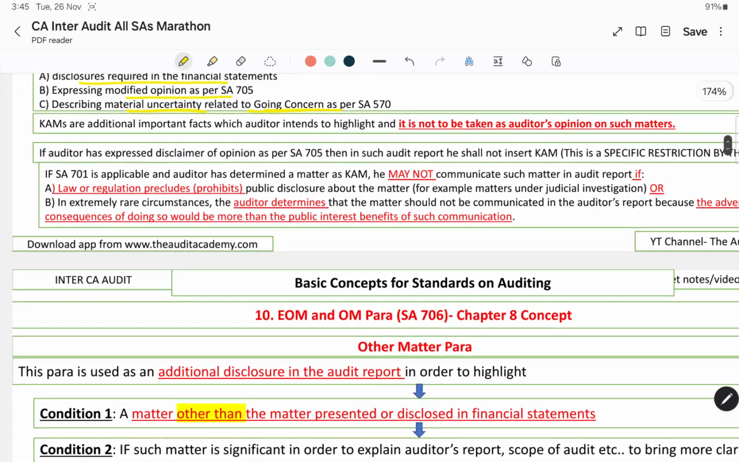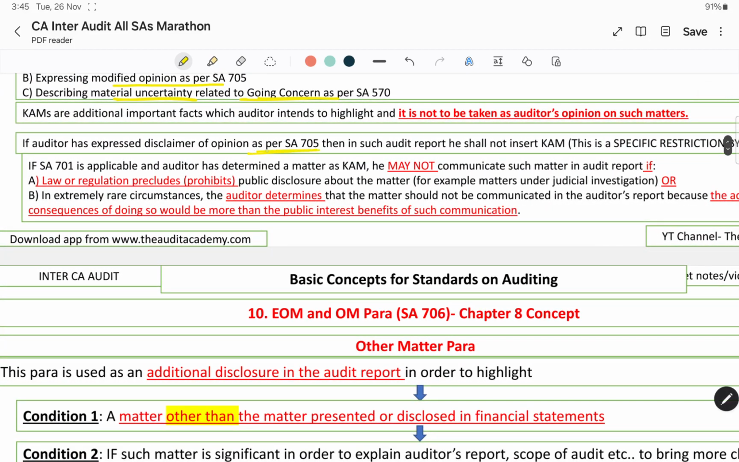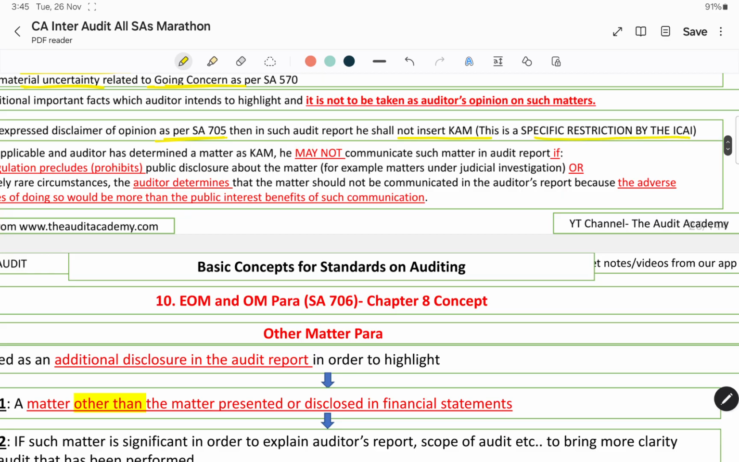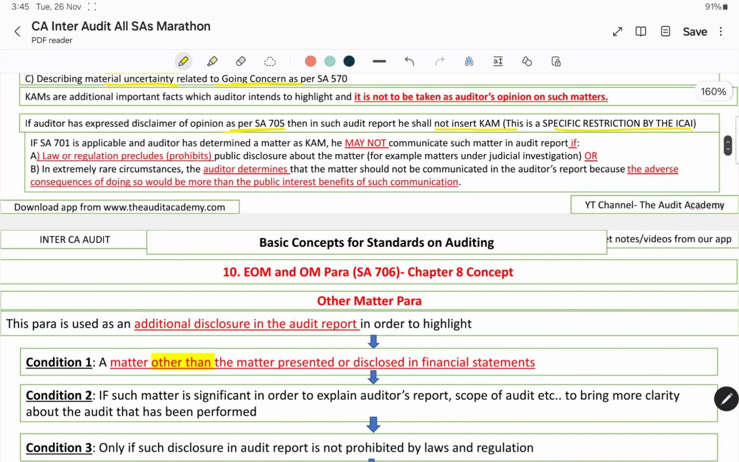If the auditor has expressed a disclaimer of opinion as per 705, meaning a modified opinion is given, then in such audit report he shall not insert key audit matter. This is a specific restriction by the ICAI. Also, if an auditor has determined a matter as a key audit matter, he may not communicate such matter in the audit report if law or regulation precludes public disclosure about the matter, for example matters under judicial investigation, or in extremely rare circumstances where the auditor determines that the matter should not be communicated because the adverse consequences of doing so would outweigh the public interest benefit of such communication.